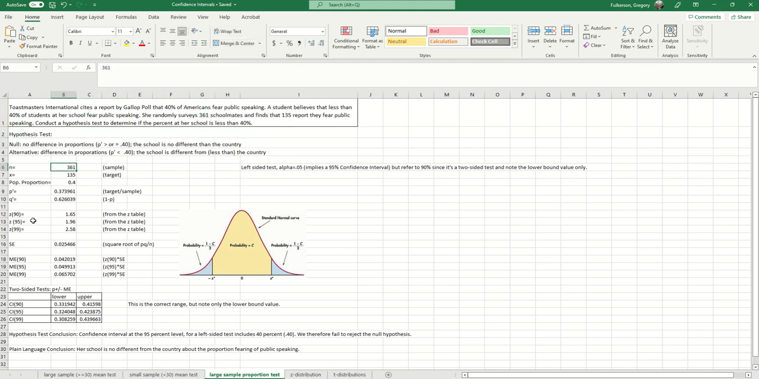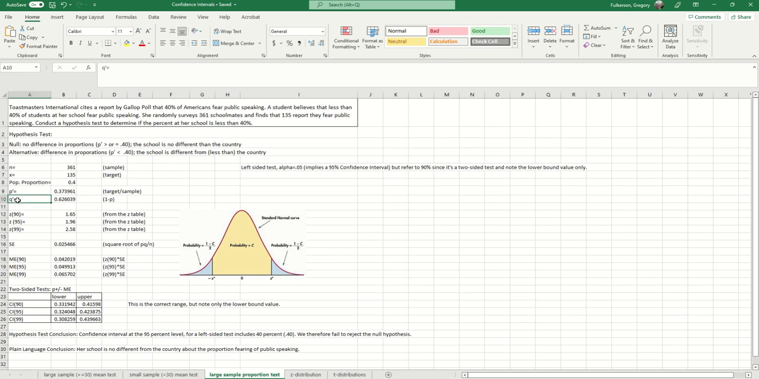So sample size is 361 from the problem, and x, which is the target, is the number reporting fear. And we know the population proportion is 0.4 based on the report by Toastmasters International. And we calculate the proportion for the sample based on dividing the target by the sample. Right? So we've got 0.37, which you can see is pretty close to 0.4. So the question is whether or not it's close enough to say that there's no difference between the sample and the population.